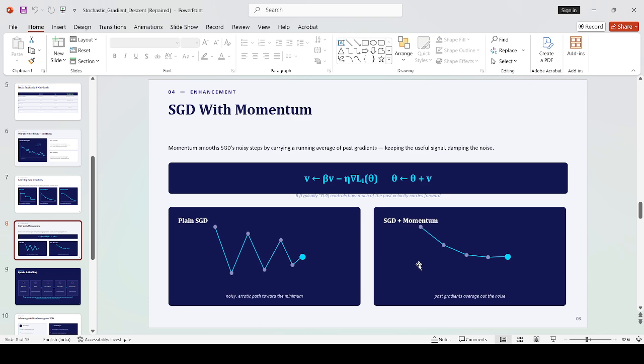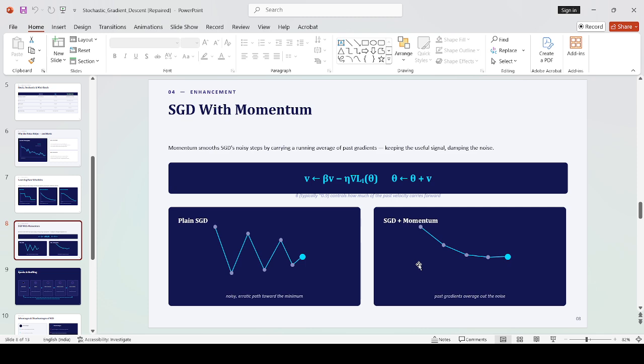Although SGD is fast, its updates can be irregular. Momentum is introduced to reduce this problem. Momentum keeps track of previous gradients and combines them with the current gradient. Instead of changing direction after every noisy update, the optimizer develops momentum and continues moving in the most promising direction. This reduces oscillations, speeds up convergence, and allows the optimizer to pass through small local minima more easily.